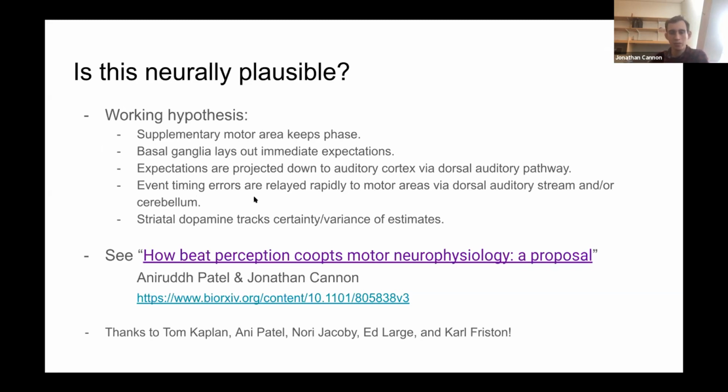And finally, an important part of this whole system is that the certainty or variance of these phase estimates is tracked over time. And there's reason to believe that striatal dopamine plays the role of an index of temporal certainty. So we've got a preprint on that, which I'm linking to here, and I can put into the chat after I'm finished.